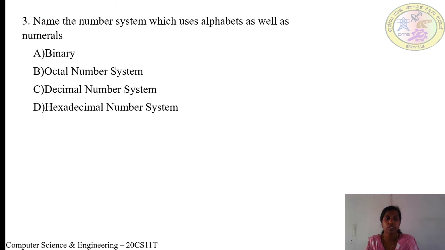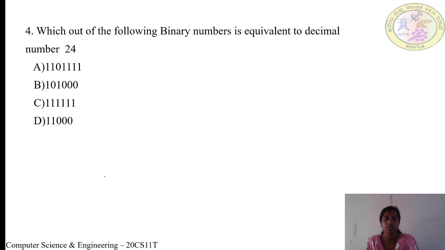Next, third question. Name the number system which uses alphabets as well as numerals. Options are A binary, B octal number system, C decimal number system, D hexadecimal number system. Answer is D, hexadecimal number system. The hexadecimal number system uses both alphabets and digits.